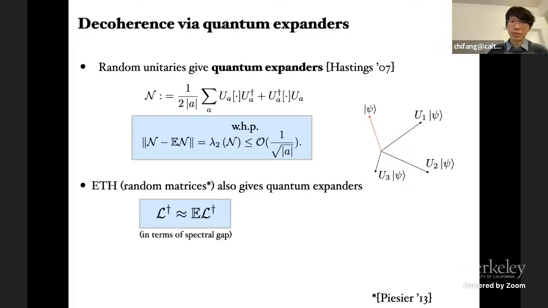And to do that, we have to borrow an idea called quantum expander. This idea was first proved by Hastings by considering random unitaries. He said, let me construct a quantum channel by summing over a bunch of random unitaries. Then he proved that this is indeed a very good expander, in the sense that it has a large spectral gap. The second eigenvalue is very, very small. If you apply this channel many times, it very quickly shrinks to the maximally mixed state. As a quantum expander, it decoheres any input state.